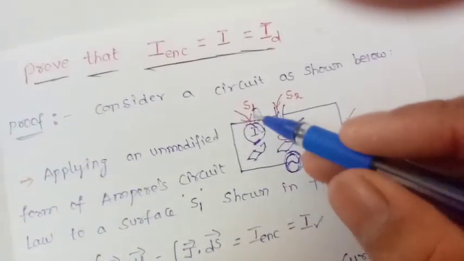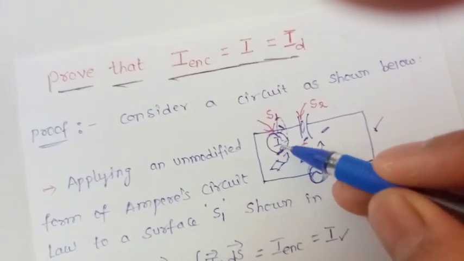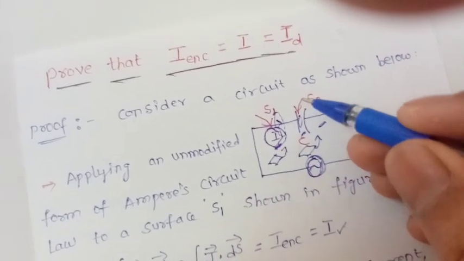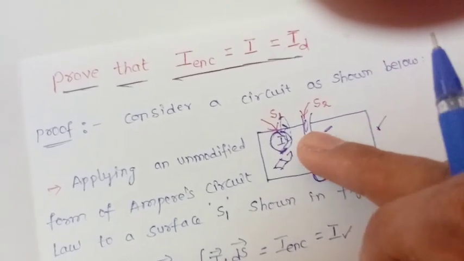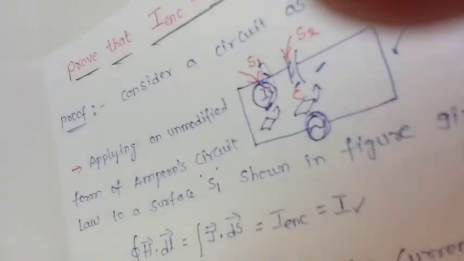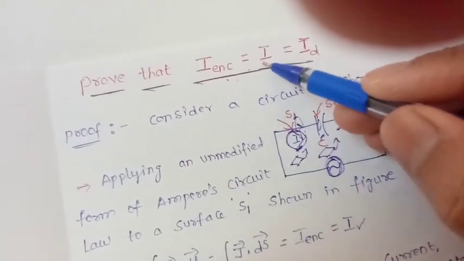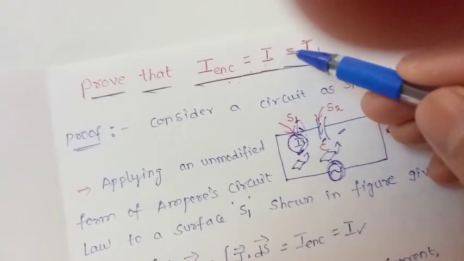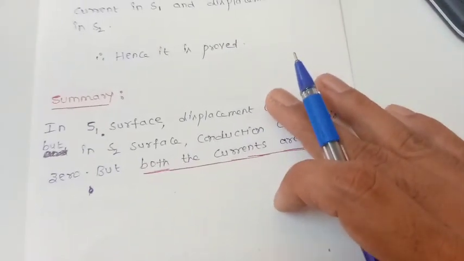That means what I am trying to say here is, at this surface there is no displacement current, only the conduction current is present. At this surface there is no conduction current, only the displacement current is present. That means we can prove that the current enclosed by the Amperian loop is equal to the conduction current, which is the same as the displacement current. Is it clear? This is the topic of inconsistency of Ampere's law and displacement current density.